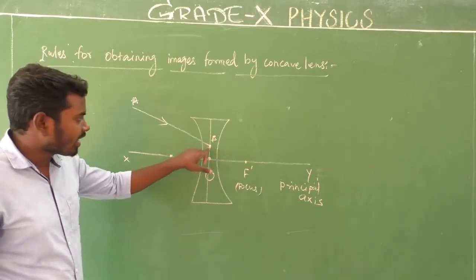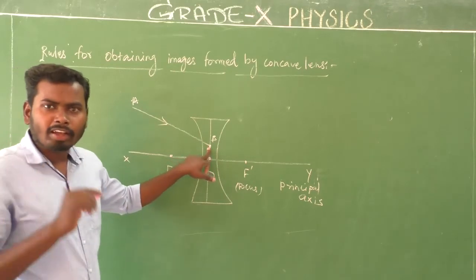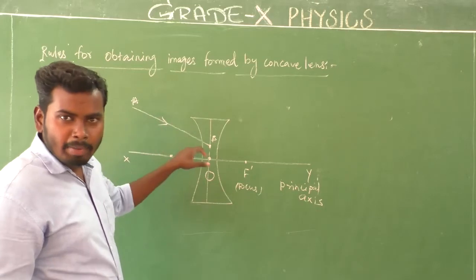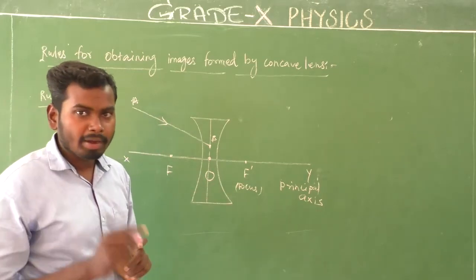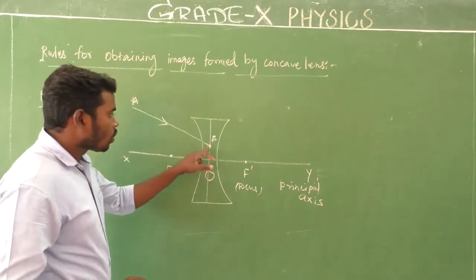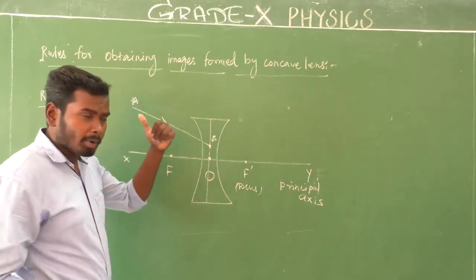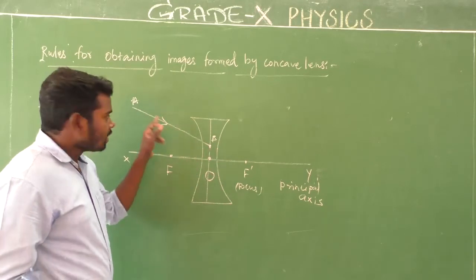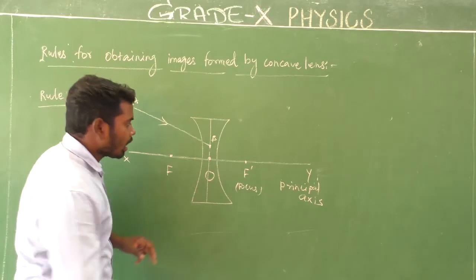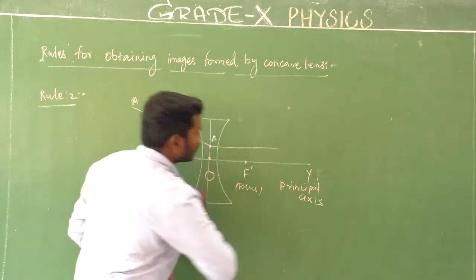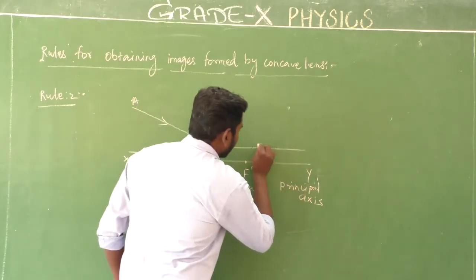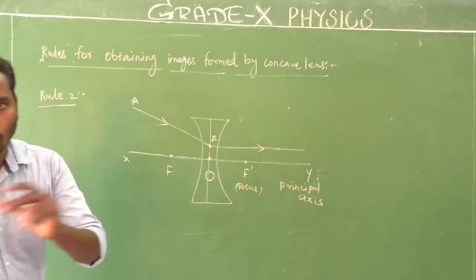Refraction takes place at the point B. After refraction, what will happen? After refraction, the direction of the ray of light AB should change. Am I right? That is the principle of refraction. Yes. So after refraction, look here, very important: the direction of the ray AB changes, then it becomes parallel to the principal axis. This is the second rule. Okay.